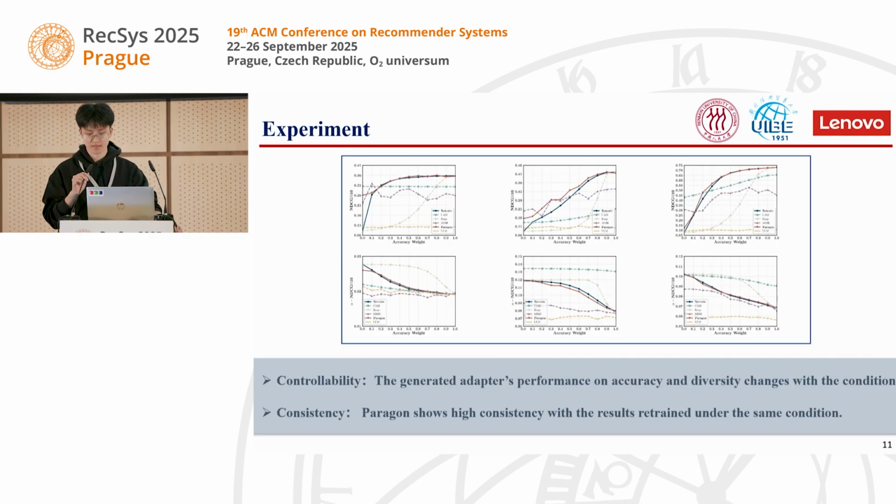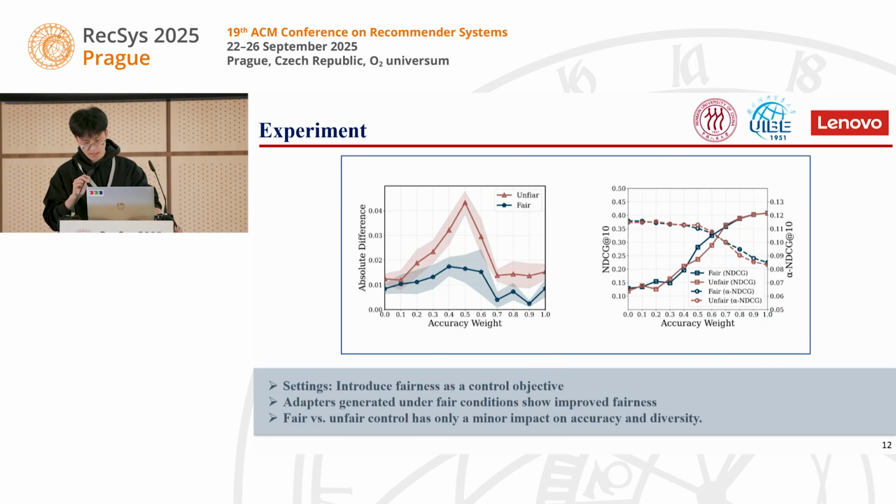These curves provide a more direct look at Paragon's controllability. The x-axis is the accuracy weight, and the y-axis shows performance. The solid blue line represents the optimal retrain result. Notice how the red Paragon curve closely tracks the blue line. As we increase the accuracy weight, the model controllably delivers high accuracy, while diversity decreases, just as expected.